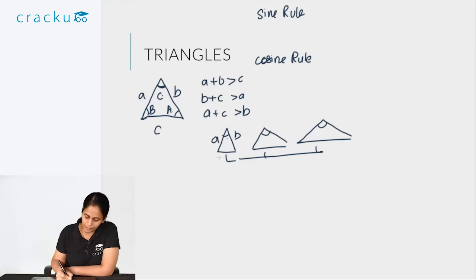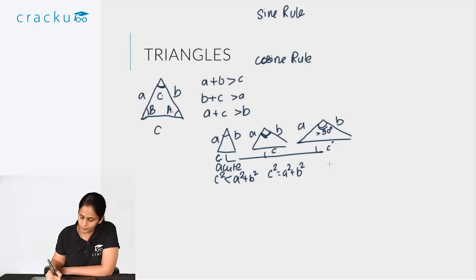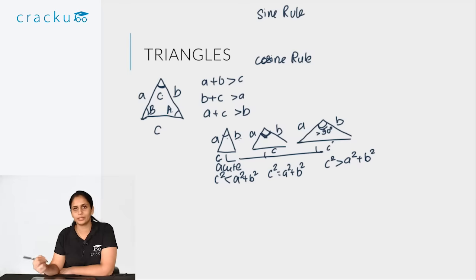If this is A, B and C, if this is an acute angle triangle, then C square will be less than A square plus B square. If this is a right angle triangle, then this is A, B and this is C, then C square is equal to A square plus B square. This is the Pythagoras theorem. And if this is an obtuse angle triangle, that is greater than 90 degrees, then C square will be greater than A square plus B square. So as you can see, the side goes on increasing as the angle opposite to it increases.